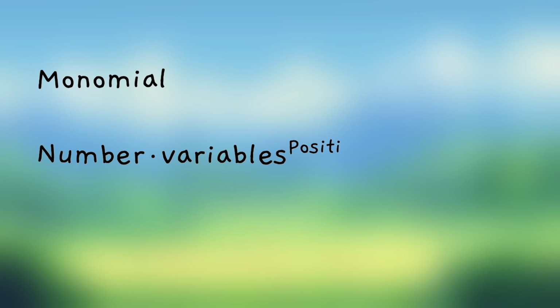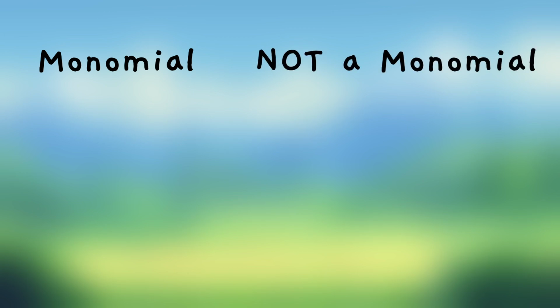The first is a number times some variables, where each variable is raised to a positive integer power. The second type of monomial is simply just a number. So now let's look at some examples of things that are a monomial and things that are not a monomial. We'll begin with the first type, 2x cubed. This is a number times a variable x raised to a power that is a positive integer. So this is a monomial.